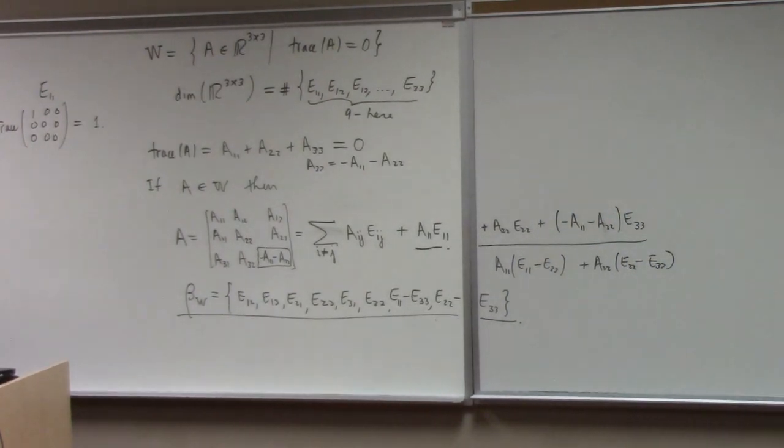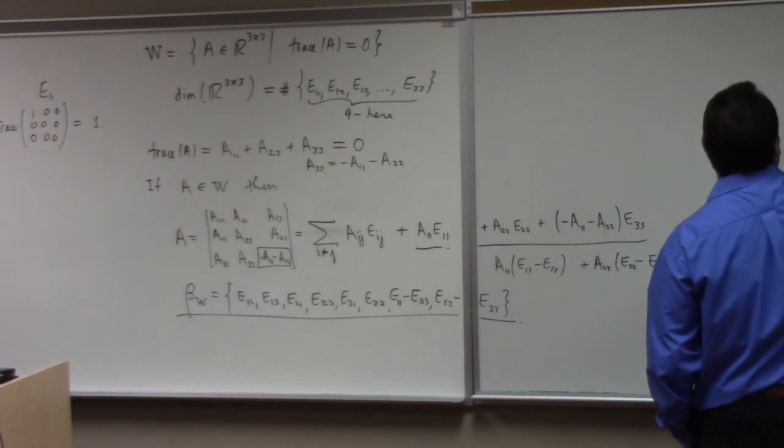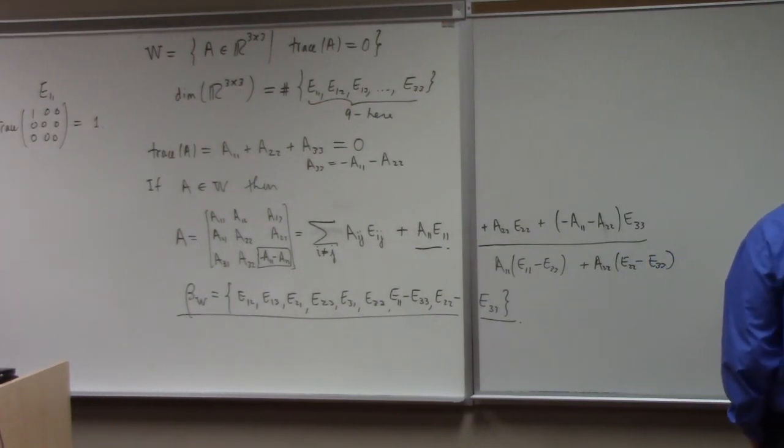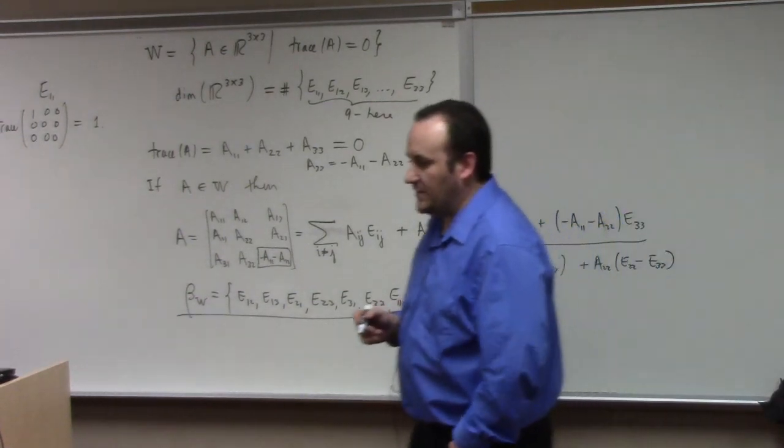To give you a different example, which might be your homework question at some point, but I don't care. If we had W, say A in 3 by 3, such that A transpose is equal to minus A. So this would be the subspace of skew symmetric matrices.